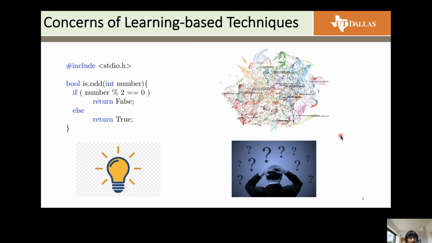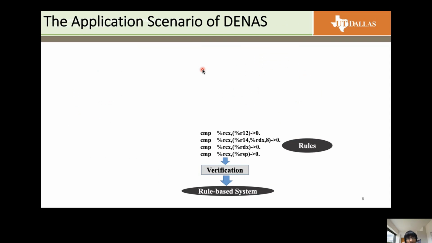Due to these concerns, we want to combine the best of the rule-based software and the deep neural networks. In this work, we propose DENAS.